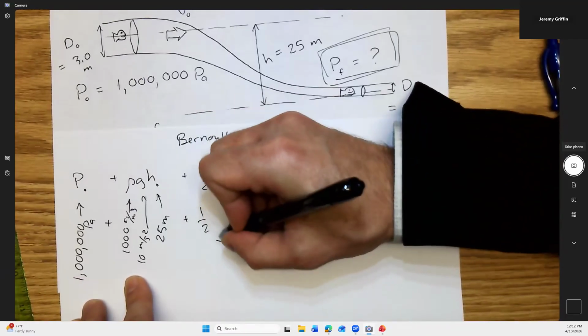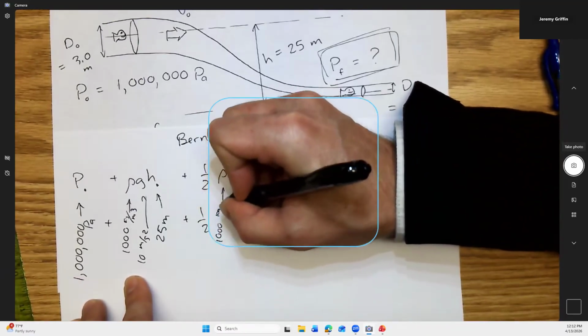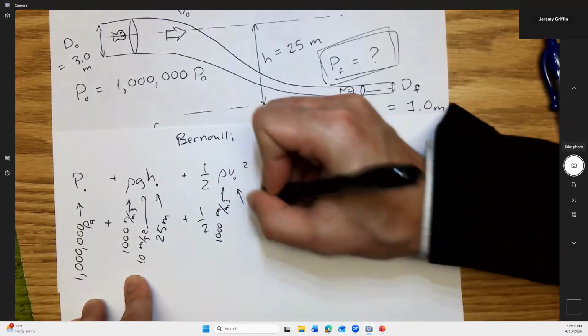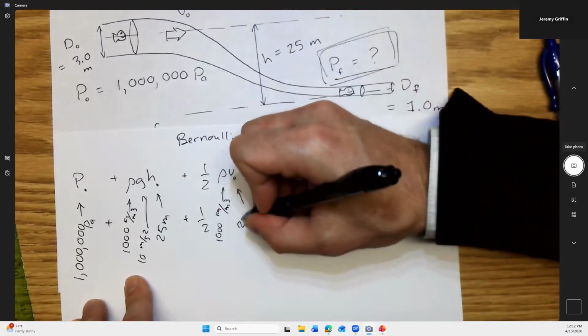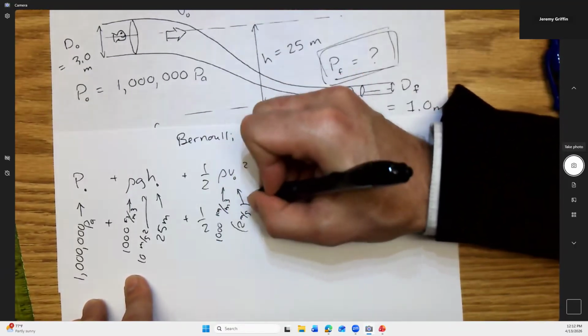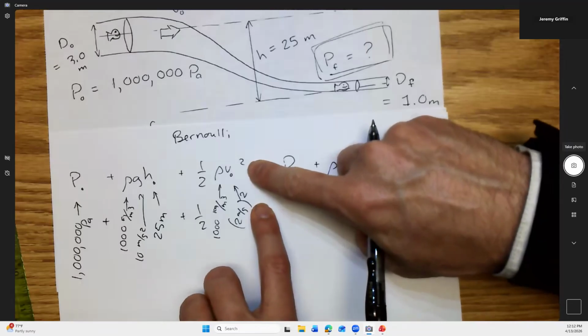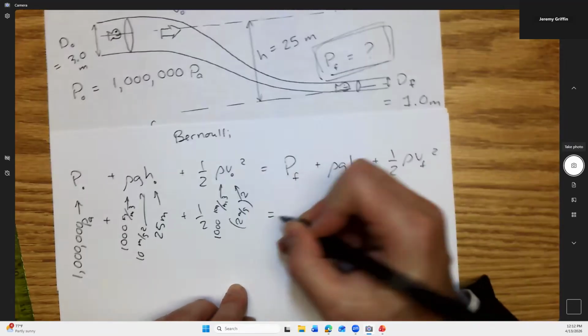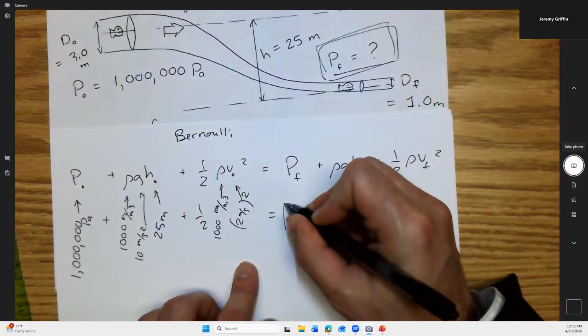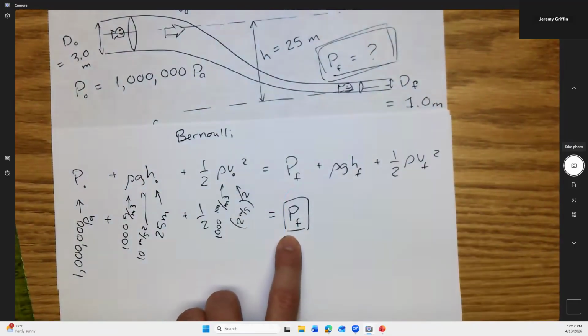1/2. I got 1,000 kilogram per cubic meter here. I got 2 meters per second here. And I don't want to forget to square that. It's really 2 being squared, isn't it? On the right side, I really want to know what is the pressure on the fish in the skinny pipe. That's what I'm solving for.